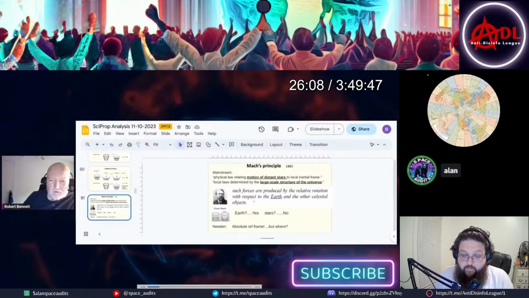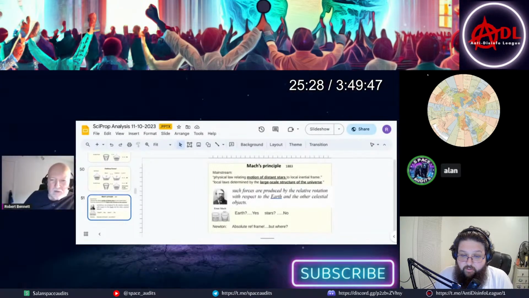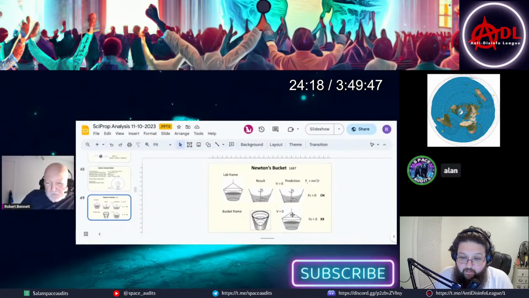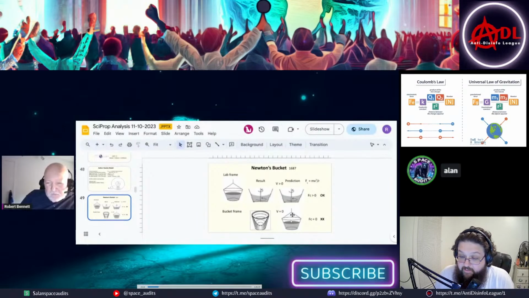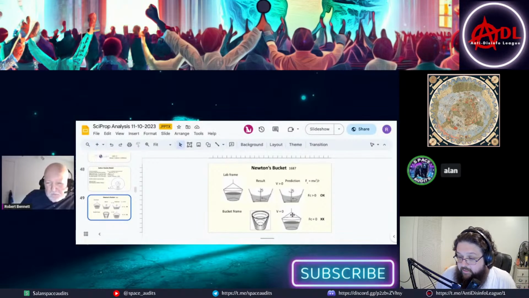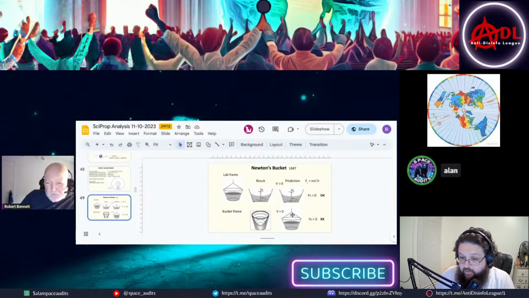Yeah, so real quick, back on the bucket prediction, the guy in the bucket mathematically makes the prediction, but it's wrong. It doesn't matter because we know that the bucket curves. So he can do the math equation and get 0, so that there's no water curve because he's at rest, but we know that that's not real. We know that that's not true. The frame's invalidated by the fact that he's not actually at rest, and we can observe that the water curves due to that motion.